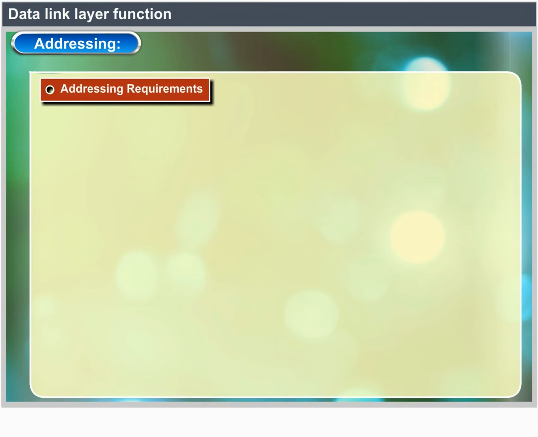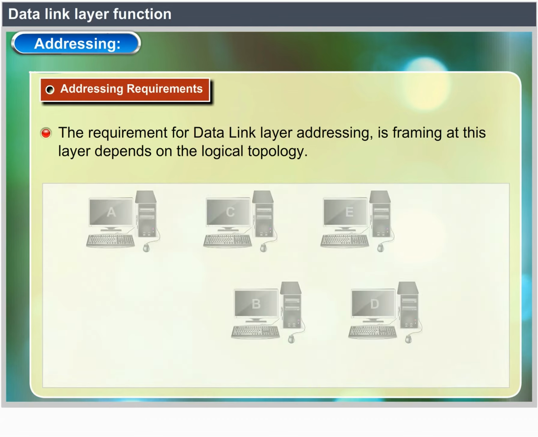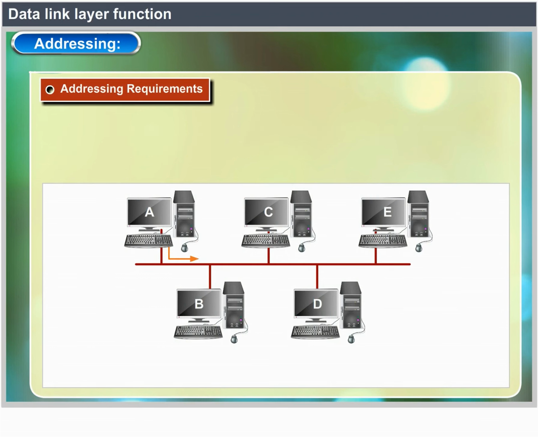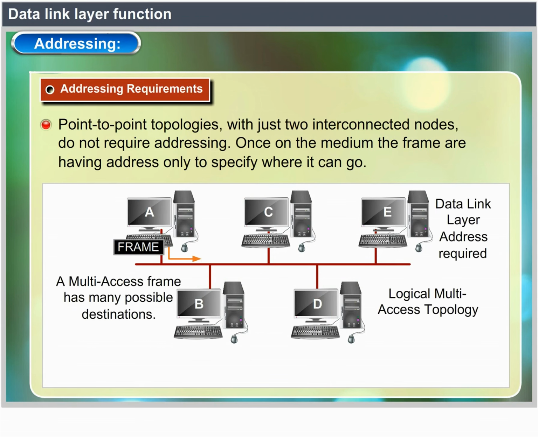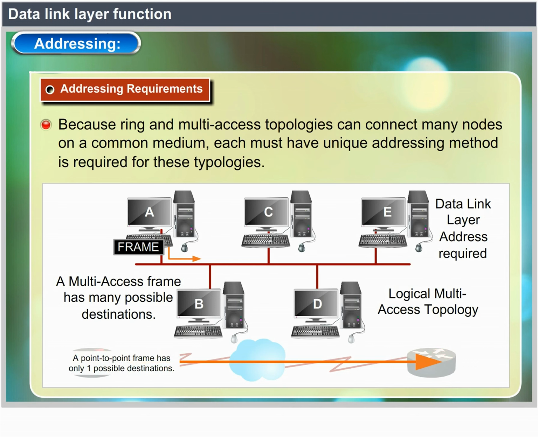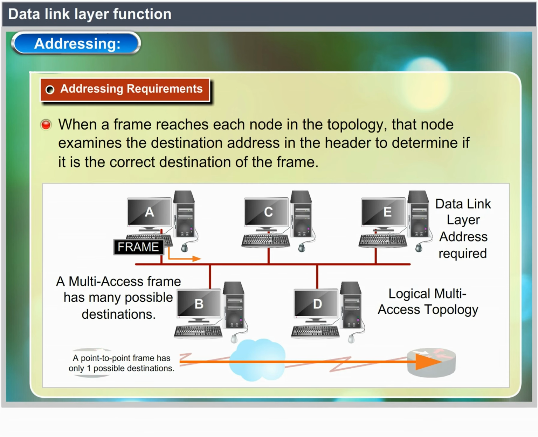Addressing requirements. The need for data link layer addressing at this layer depends on the logical topology. Point-to-point topologies with just two interconnected nodes do not require addressing. Once on the medium, the frame has only one place it can go. Because ring and multi-access topologies can connect many nodes on a common medium, addressing is required for these topologies. When a frame reaches each node in the topology, the node examines the destination address in the header to determine if it is the destination of the frame.